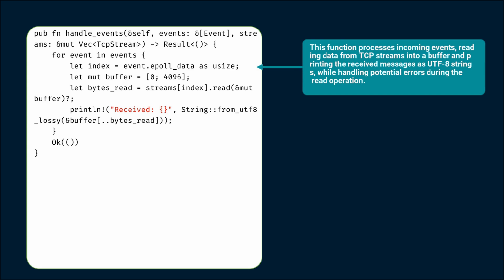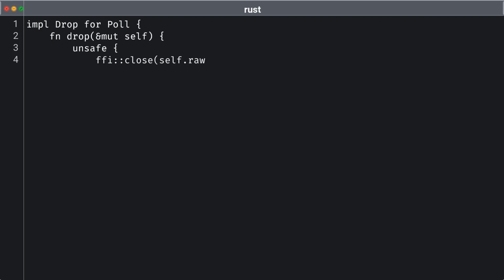By utilizing this method, we ensure that the application can respond to events appropriately, thereby enhancing its interactivity and robustness during I/O operations. Now let's implement the Drop trait for our Poll struct to ensure proper resource management. By doing this, we define how a Poll instance should behave when it goes out of scope, specifically focusing on closing the file descriptor we obtained during its creation.